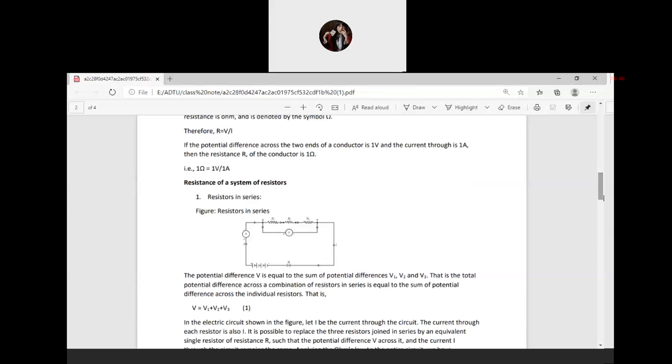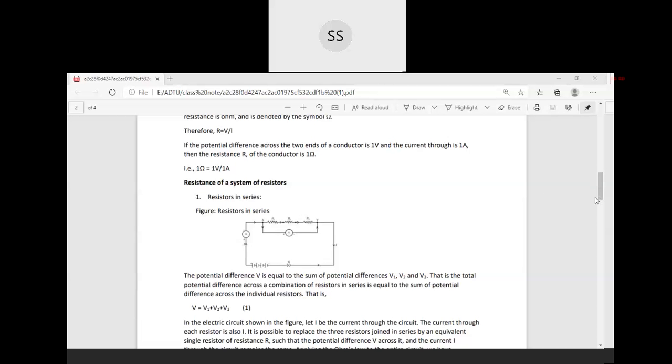Okay, so resistance in a system of resistors. We know that every material has its own resistance. If we are making an electric circuit with a material, like copper, or rather any conductor of electricity, the material has its own resistance and will try to oppose the current, and we can apply resistance from outside also.